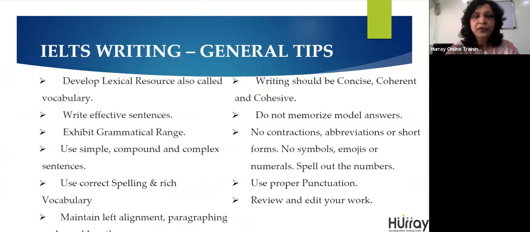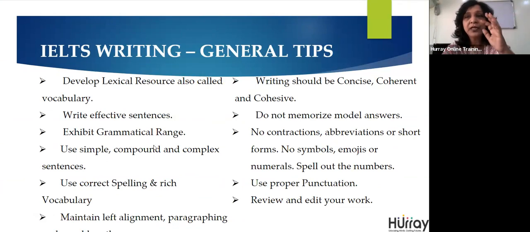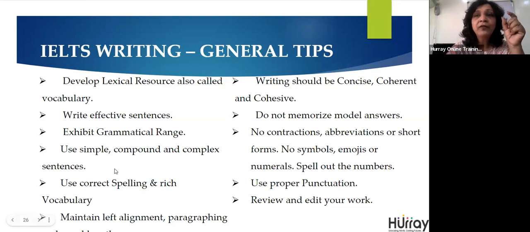Here are some general tips for writing. Develop your vocabulary, as I said, your lexical resource, write your sentences effectively, and exhibit your grammatical range. Use varied grammar structures like prepositions, pronouns, adjective forms, conjunctions, subject-verb agreement, various tenses, etc. Use a combination of simple, compound, and complex sentences. A simple sentence is a sentence with one idea, and when you have two sentences combined with a conjunction like and, so, because, or since, that becomes a compound sentence. And a complex sentence has three or more ideas in one sentence.